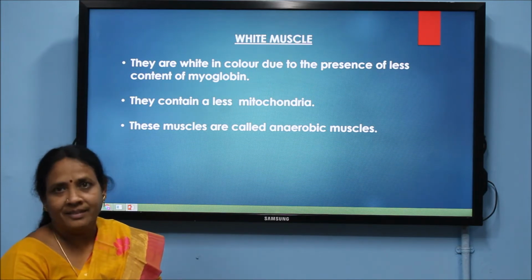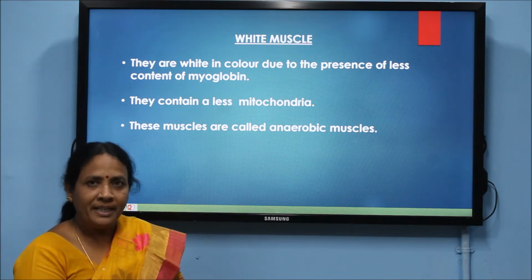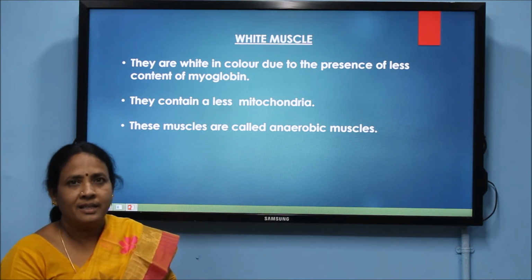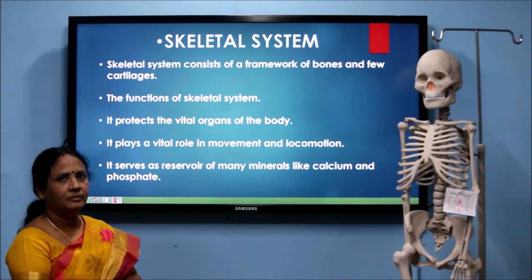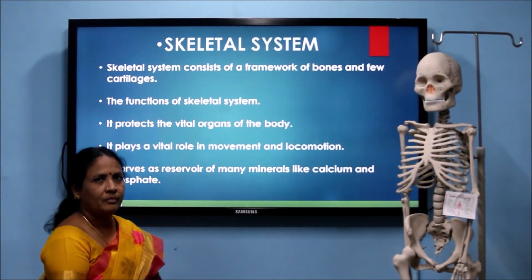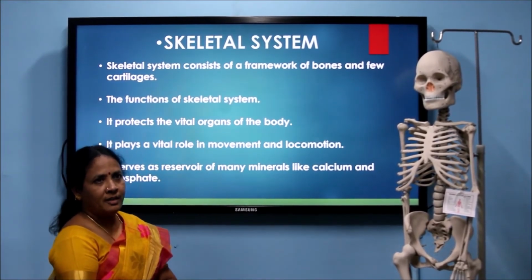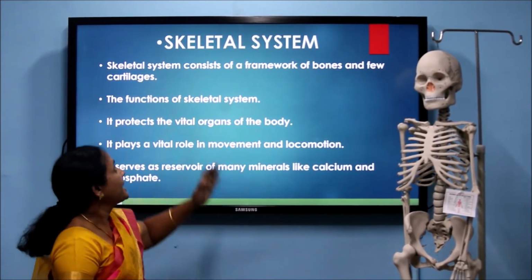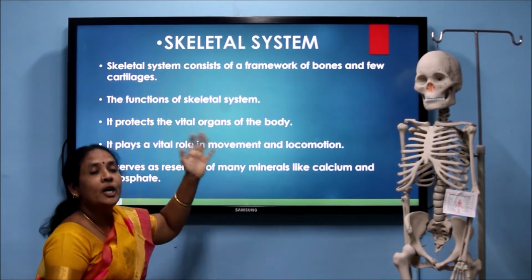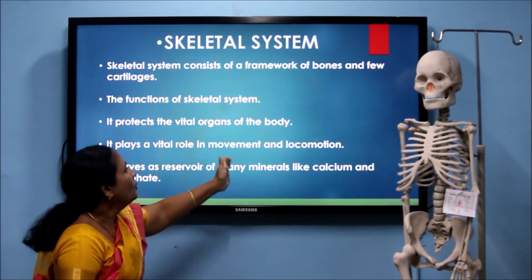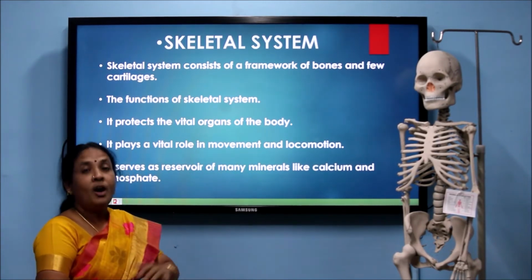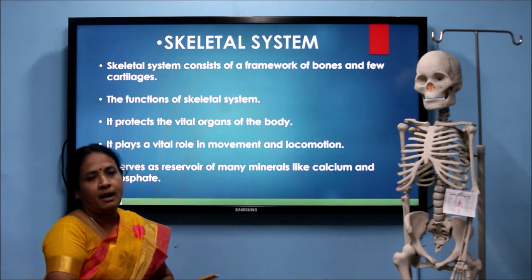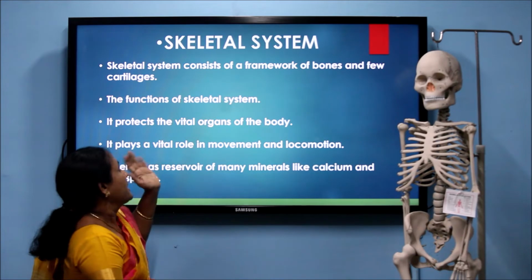The skeleton also is involved in bringing about movement and locomotion. So we will see about the skeletal movement. So far, what we have seen about the muscle is clear to you. Now we will see about the skeletal system, which is also responsible for bringing about movement and locomotion. Then what are the components of the skeletal system? Bones and cartilage are the two components of the skeletal system.